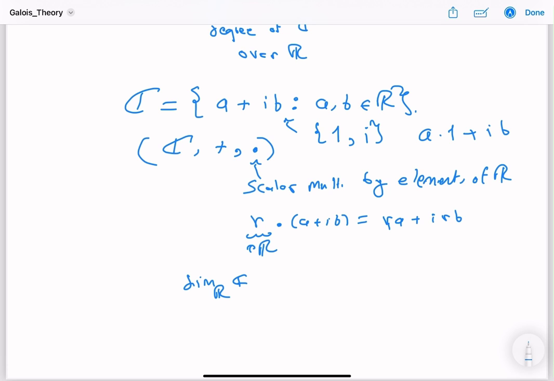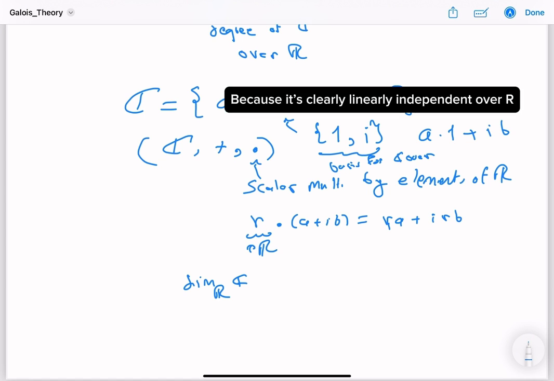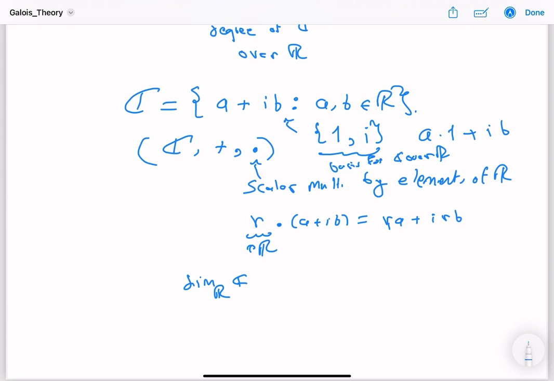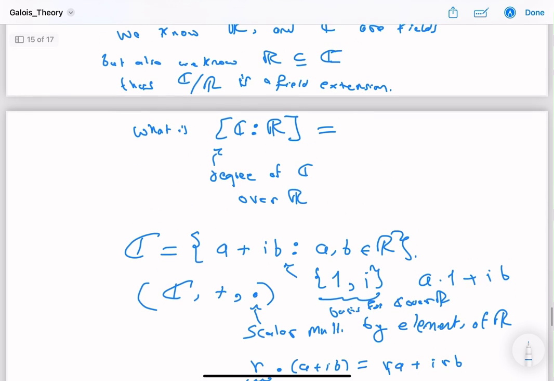So every element of C can be written in this form. Thus, this is a basis for C over R, for the vector space C over R. So this is a basis for it, right? Since this is a basis and it's of length 2, the dimension is 2, and thus the degree of this is 2.